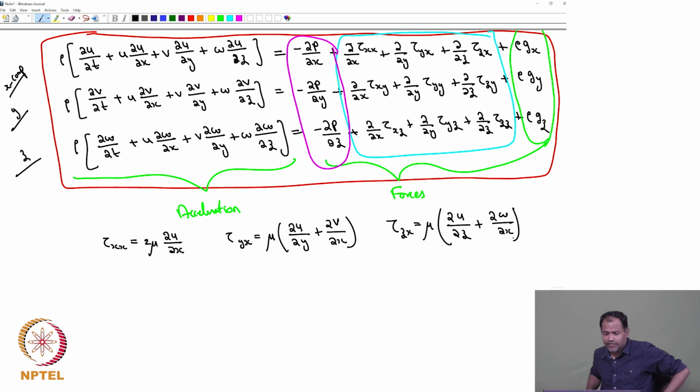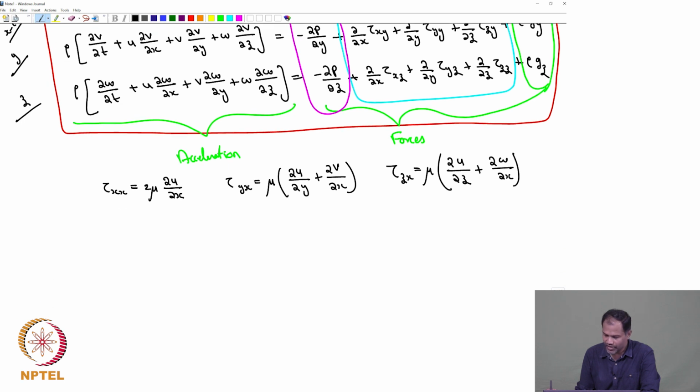Remember, when we derived Newton's law of viscosity, we simply connected stress with rate of strain. Here I have written it down in a much more general fashion, where each of the components of the shear stress is related to the velocity, how it is connected to the velocity gradient.